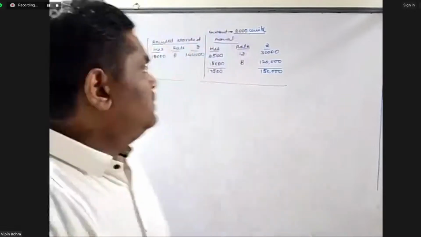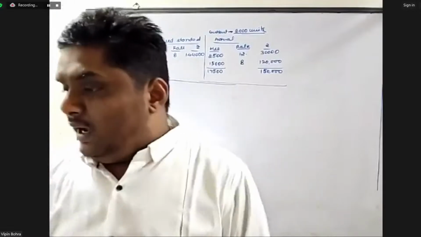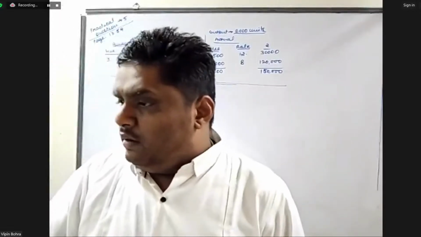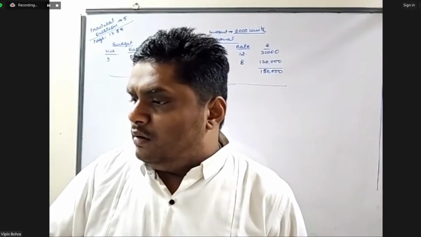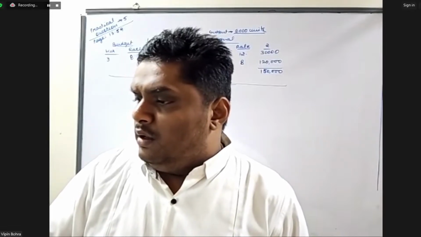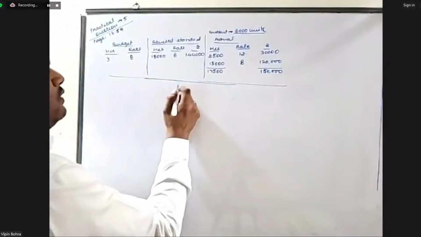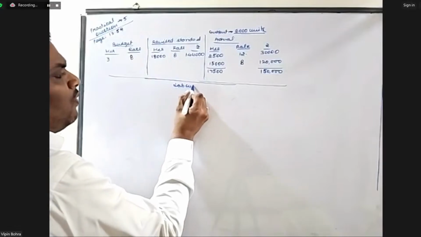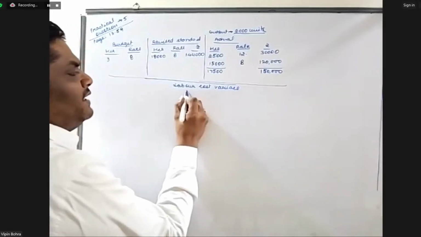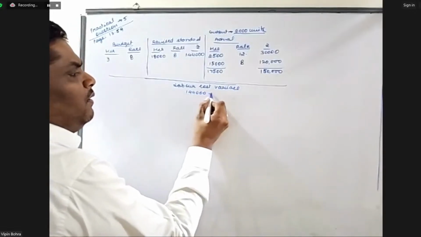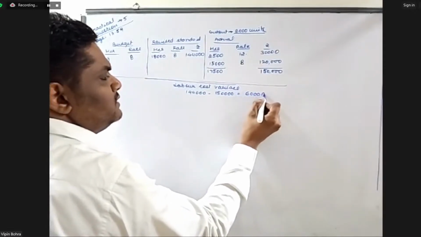Let me check, Shweta. I think, Shweta, you mentioned that you are finding difficulty in labor rate and efficiency variance. So when talking about the labor cost variance, it is 1,44,000 minus 1,50,000. So this is 6,000 adverse.